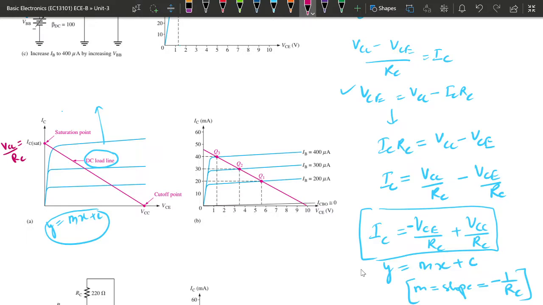Similarly, the value of VCE such that IC equals 0. By putting IC equals 0, we can get the VCE value equal to VCC. Okay, so this is VCC, that is VCE at which IC equals 0. For IC equals 0, this is the VCE. Okay, so by joining these 2 points, from this KVL equation, the KVL equation at the output side.